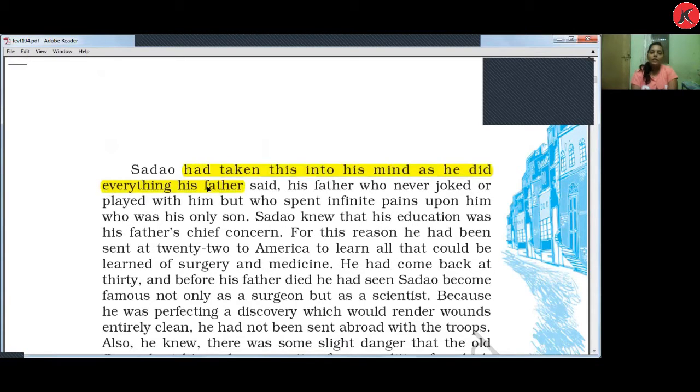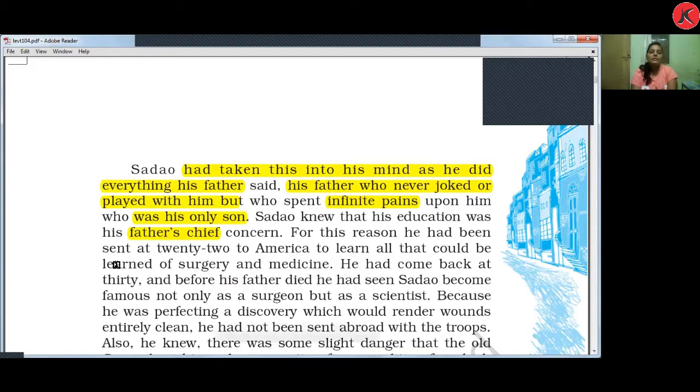Now I told you that there is a serious relationship. So Sadao had taken this conversation in his mind because he does everything his father told him. His father never joked or played with him, but spent infinite pains upon him, his only son. Sadao knew that for their future, his father had struggled so much to give a bright future to his children. Sadao knew that his education was his father's chief concern. For his father, Sadao's education was the most important thing.